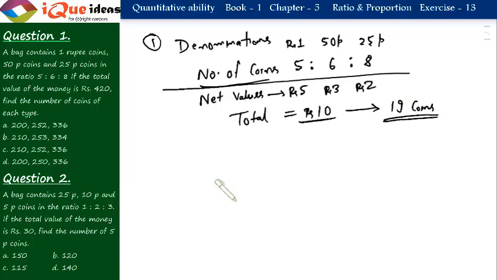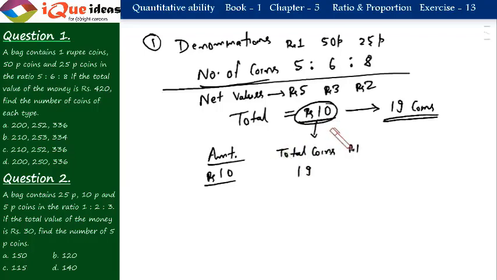Now the question is to find the number of coins of each type. Here, instead of 10 rupees, the amount given is 420 rupees. Let me put it another way, one more time. So the amount is 10 rupees that has total coins 19. Out of this 19, 1 rupee coins are 5, 50 paisa coins are 6, 25 paisa coins are 8. Now instead of 10, if there were 420 rupees, that's what the question says, then the number of coins will be... So this is a simple question of unitary method.